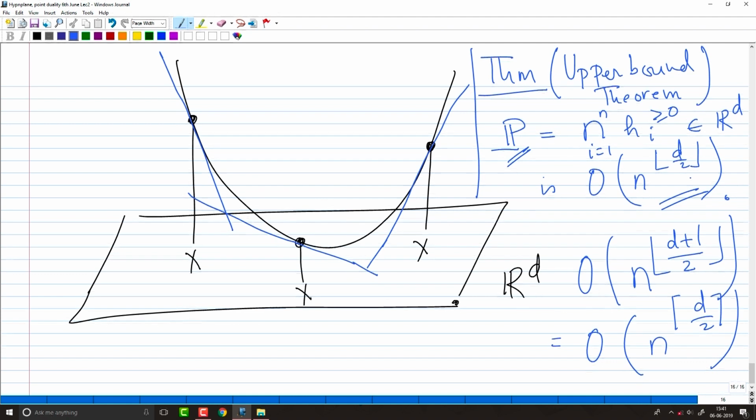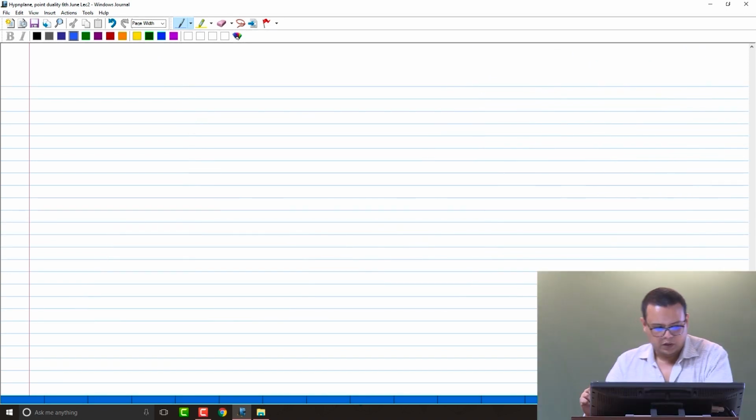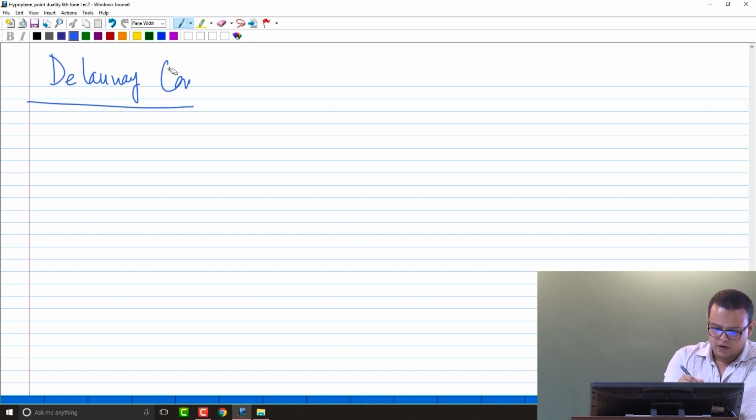Okay. For the time being, you do not have to worry about it, but at least now we know how to calculate the complexity of the Voronoi diagram in R^d. Okay. Good. So, let us now move to Delaunay. So, let us call it triangulation only. So, this is what we will be looking at now.